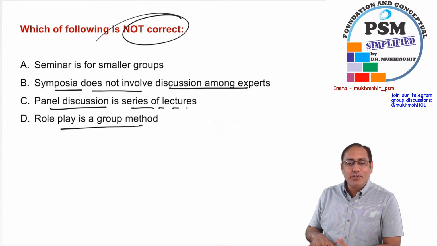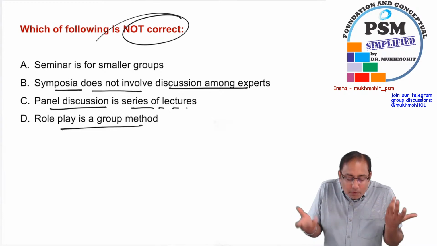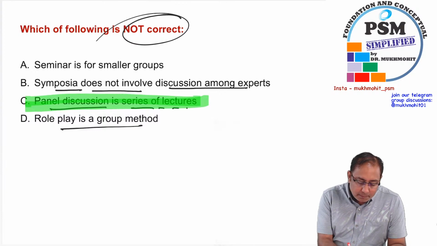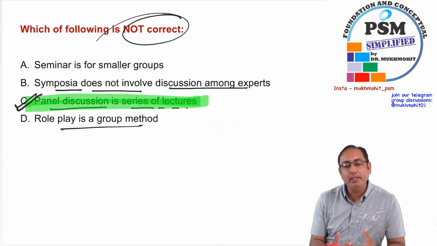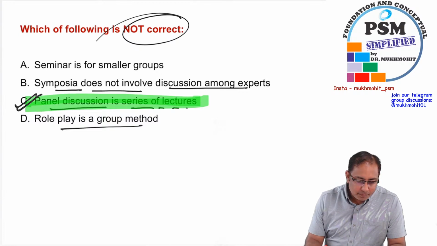Which of the following is not correct? Obviously, I think many of you must have got this correct. Answer that panel discussion. It is discussion among the experts. Okay. So definitely C is the wrong one. So one of the student had asked, what is the difference between a conference and a focus group discussion?